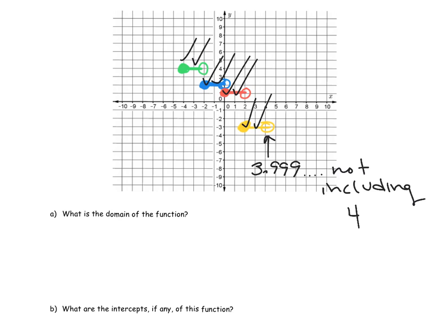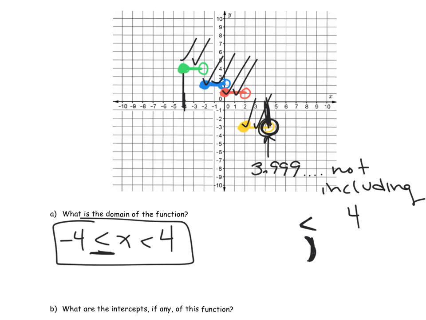How do we write not including 4? Either using the less than symbol or the parentheses. So if we're going to write this in set builder notation where we have the less than, remember it's always less than, never greater than. We have x in the middle. We can equal -4, so we have the equals to, but we don't equal 4 because of this open circle. So that's my domain. Careful of that.